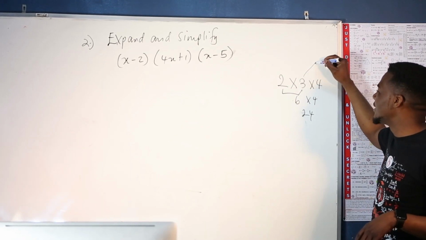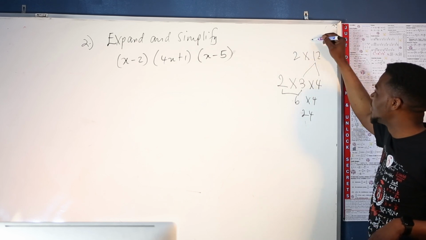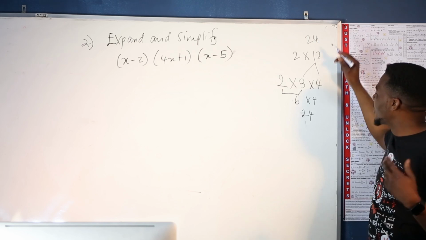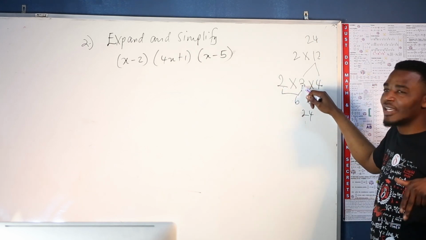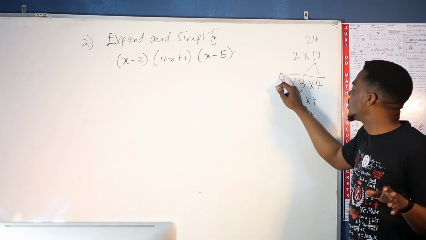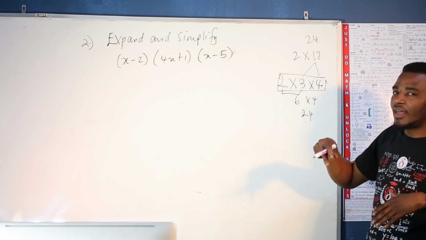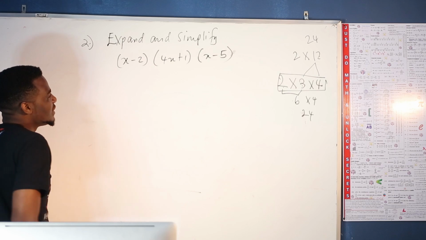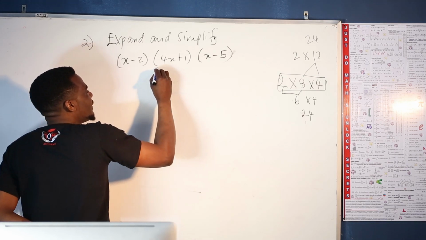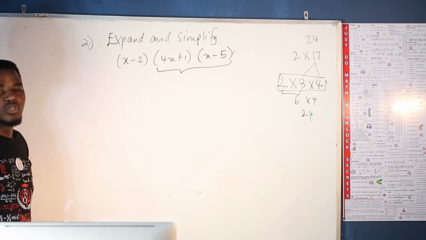Or you can say 3 times 4, you get 12, and then you take that 12 and multiply with a 2, you can still get 24. Or you can say 2 times 4, you get 8, and 8 times 3, you can still get 24. So when it comes to multiplication of terms, whichever you start with, it doesn't matter. So in this case, it's important for us to start by finding the result that we get if we multiply these 2 expressions.